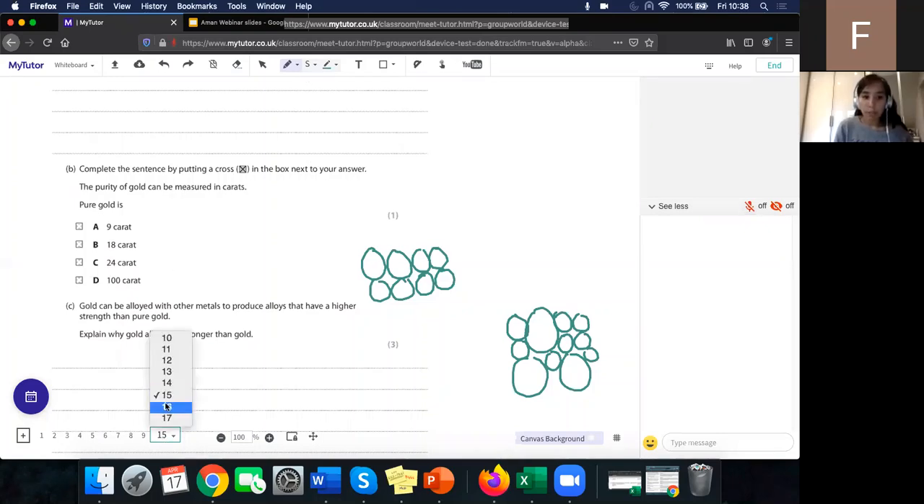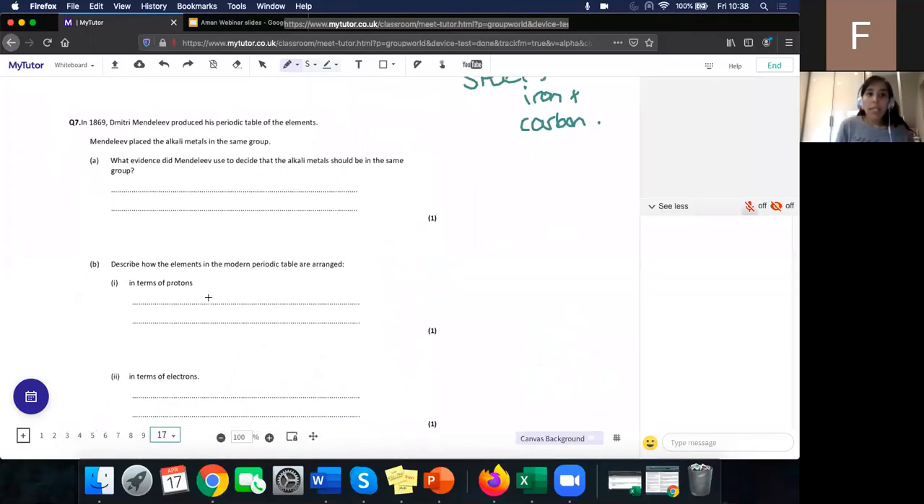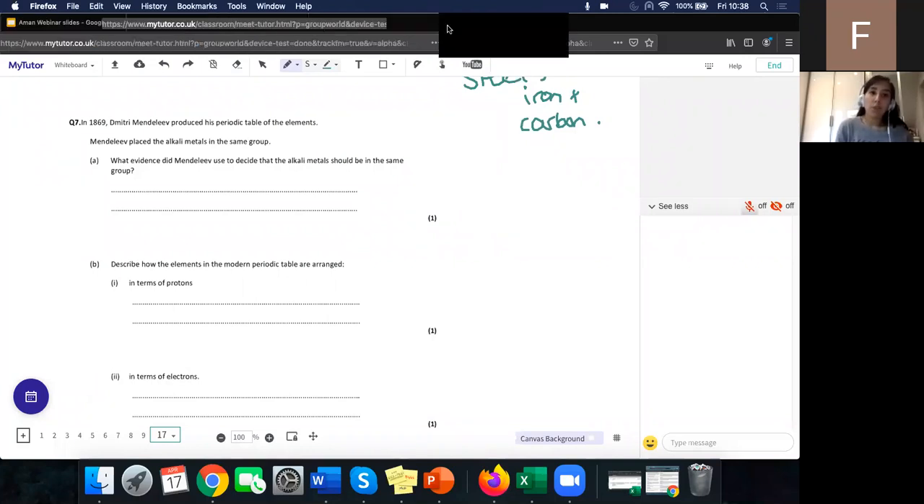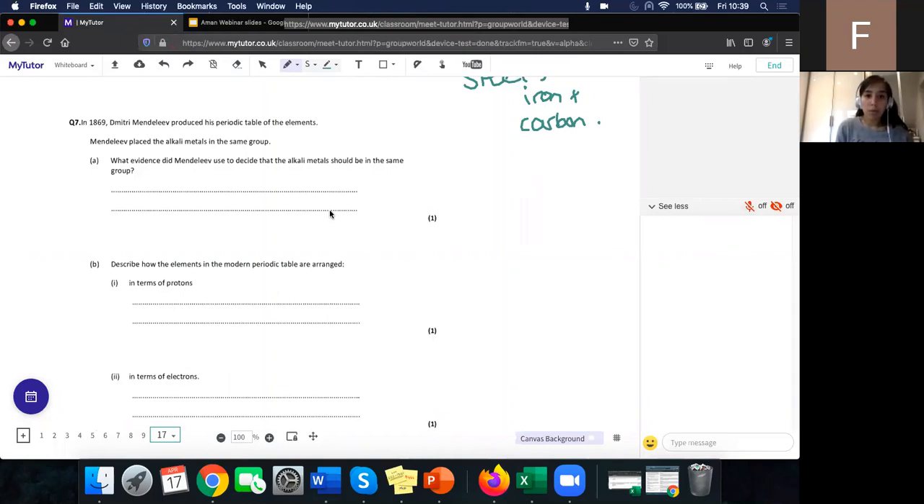Okay, so we'll do another exam question. In 1869, Dmitri Mendeleev produced his periodic table of the elements. What evidence did Mendeleev use to decide that alkali metals should be in the same group? Someone's asking me, how is white gold different to yellow gold? It's to do with the color that it produces. White gold tends to be a white color, whereas yellow gold will be the gold color that you expect.